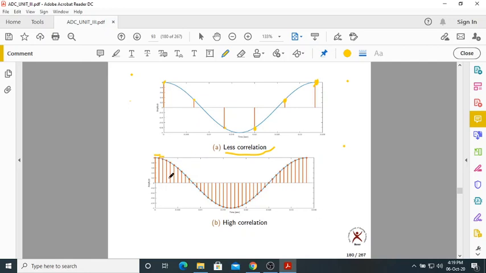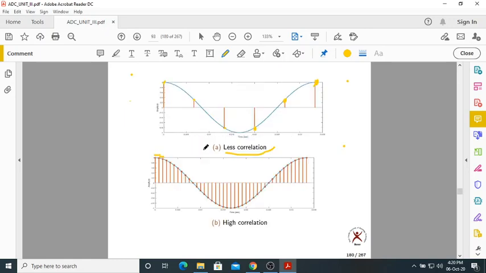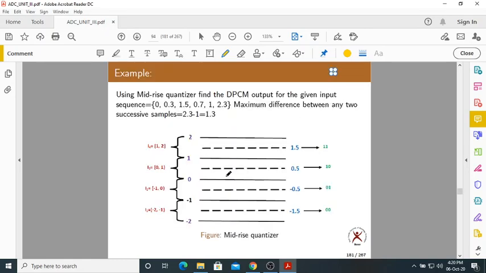So why are we doing this? Because they have a high amount of similarity, or a high amount of correlation. So we can remove this redundancy by employing differential pulse code modulation whenever there is a high amount of correlation between any two neighboring samples. Okay, so that is simply DPCM.